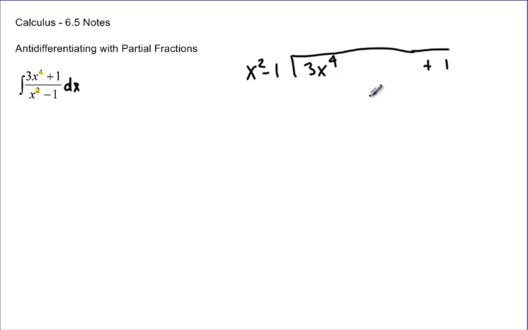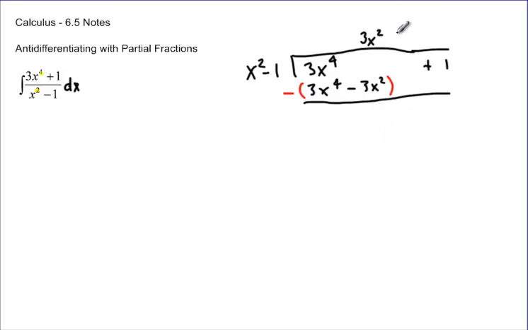Okay? And so what times x squared is 3x to the 4th? And the answer to that is 3x squared. So 3x squared times x squared is 3x to the 4th. 3x squared times -1 is -3x squared. And since this is division, I'm subtracting that whole thing.